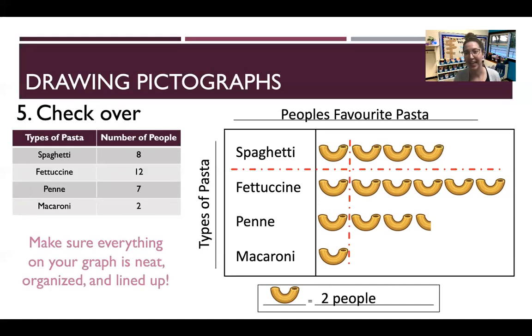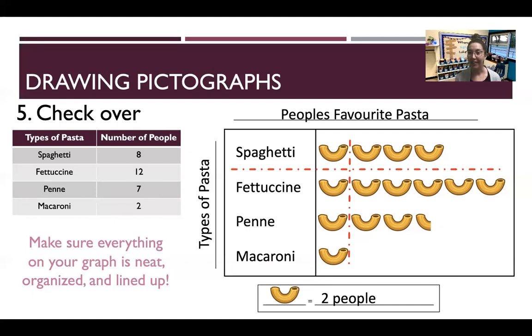Now that it's all filled in, the most important thing you need to do is check over your work to make sure that your chart is accurate, it's correct, and the data is displayed correctly. Make sure that everything is lined up. If you were in my classroom right now, I would probably be coming around with a ruler to make sure it's neat and organized and everything is all lined up. So straight across, up and down, please make sure it's nice and neat and organized.